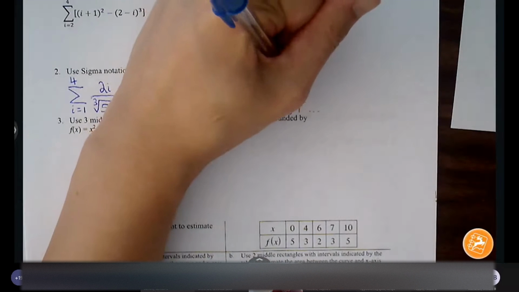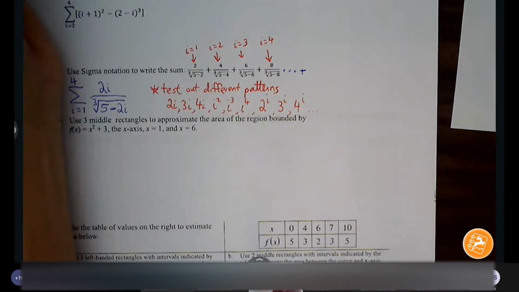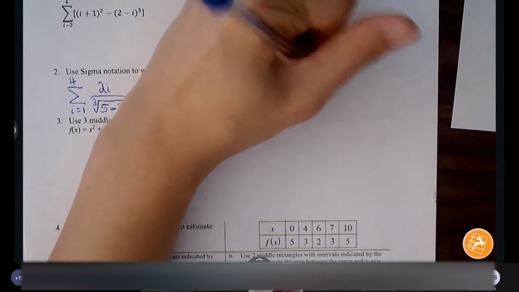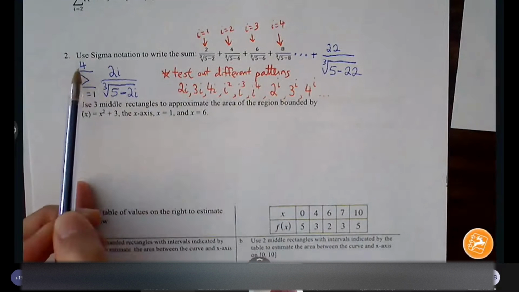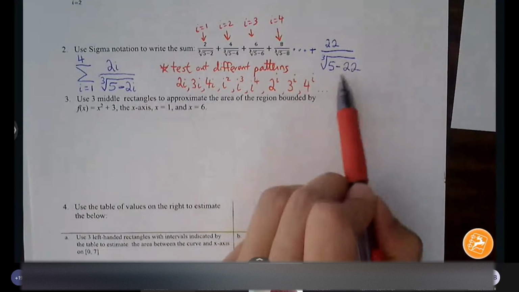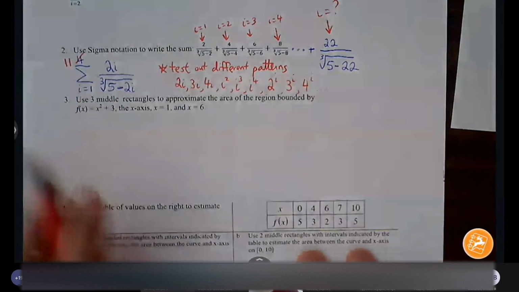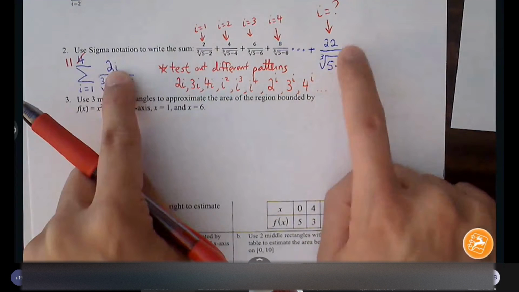Now, what if I had this? What if I didn't stop there, but I put plus dot dot dot? So let's say there's all these middle terms that I'm not including, but I'm showing you the last term. So this would be enough for you to create a pattern, but then you've got to test out what will give me that last term. So in this case, what i value will give me this last term? 11. Yeah. It's just a matter of trial and error. So if that's the case, then I would put 11 as my upper bound if this was the problem presented. 11 times 2 is 22.